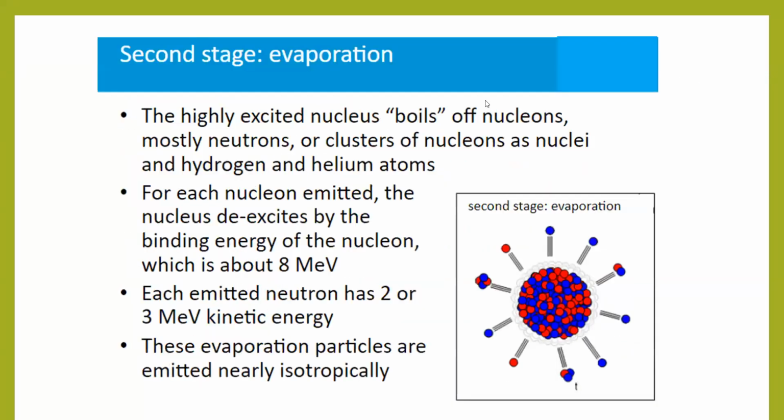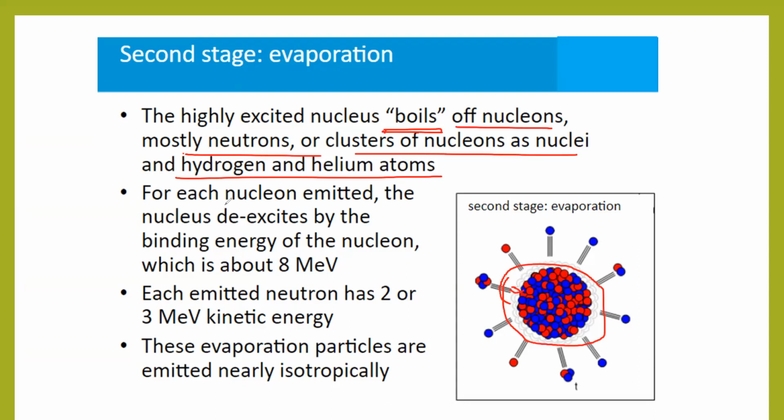Now the second stage is evaporation. What is evaporation? The highly excited nucleus boils off nucleons, mostly neutrons or clusters of neutrons as nuclei of hydrogen and helium atoms. Boils means it is highly excited. For example, this is the nucleus, and here there are protons and neutrons also. So the highly excited nucleus evaporates neutrons from itself.